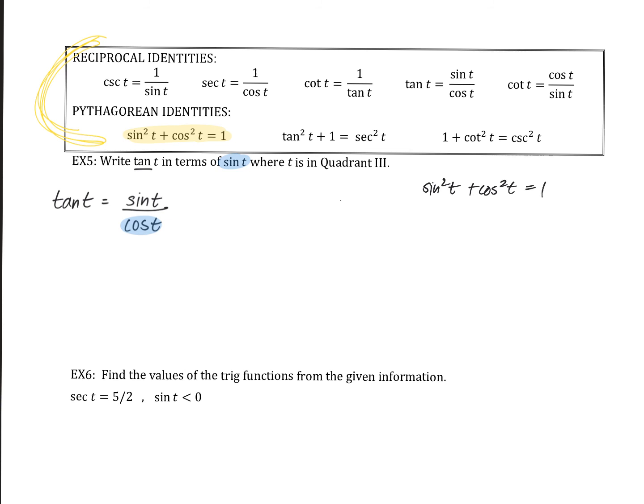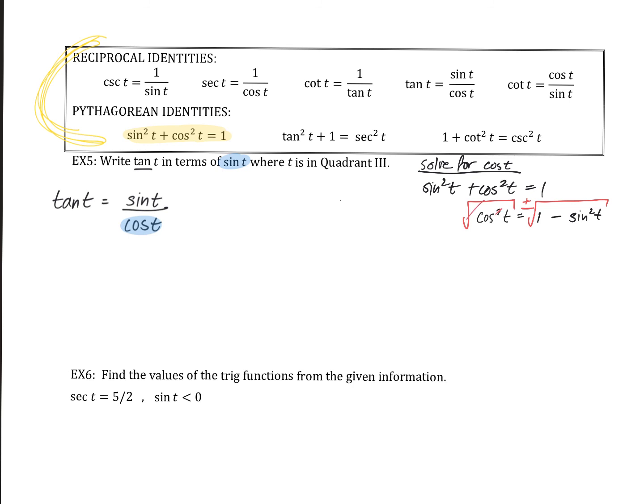Now what do we want to do? We're going to solve for cosine. Once we found that, we can sub it into our problem. So solving for cosine, we'll go ahead and subtract sine squared from both sides, so we'll end up with 1 minus sine squared of t. We don't have cosine quite yet. We need to square root both sides. And when we do that, important, remember that plus or minus. As usual, that is important.